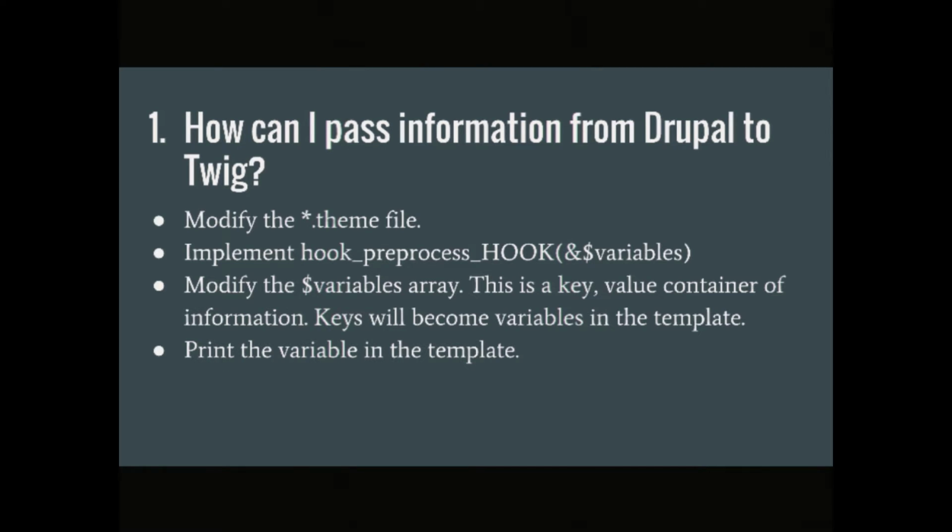Then you get a variables array and you modify that. That variables array is going to contain keys, which will become the variables in your template, and the value of those keys is what you're going to print. And then you just print the variables.